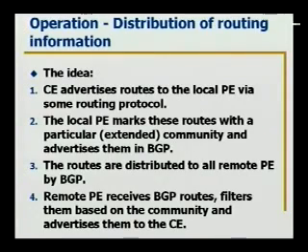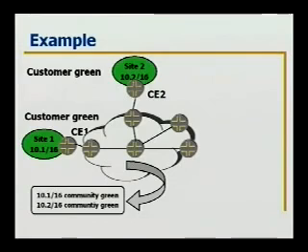So what's the idea? We have the CE advertising routes to its local PE with some routing protocol, or even with static routing. Now the local PE is going to take these routes, mark them with some extended community, and advertise them in BGP. This extended community is actually what is called the route target in VPNs. Now BGP is going to advertise these routes with the route target to all the remote PEs. And the remote PEs which receive these routes filter them based on the community and advertise them back to the CEs. So let's see an example of what's going on.